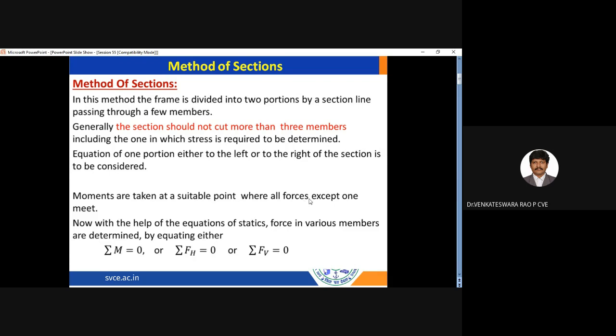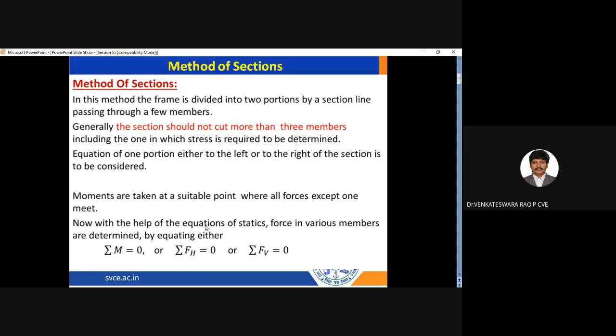and another will join to it, where all the forces except one meet. And the one force that is left, we can calculate. We'll see that. Don't worry, it is simple only. But when you try to solve a problem, I will once again explain this point in a clear manner.